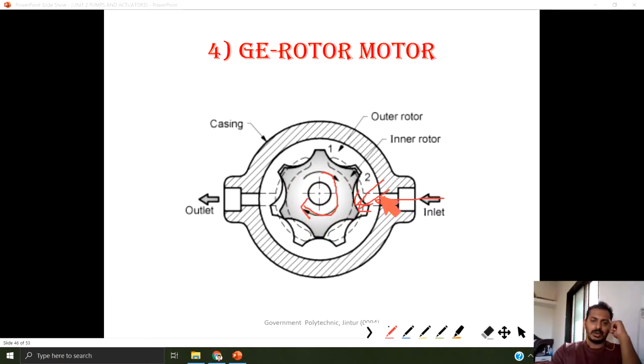Here fluid is filled, and from the outlet side we are taking the fluid at the outlet and giving it to the tank. So if we understood the working of a gerotor pump, then we can reverse the working and we will get the working of a gerotor motor.